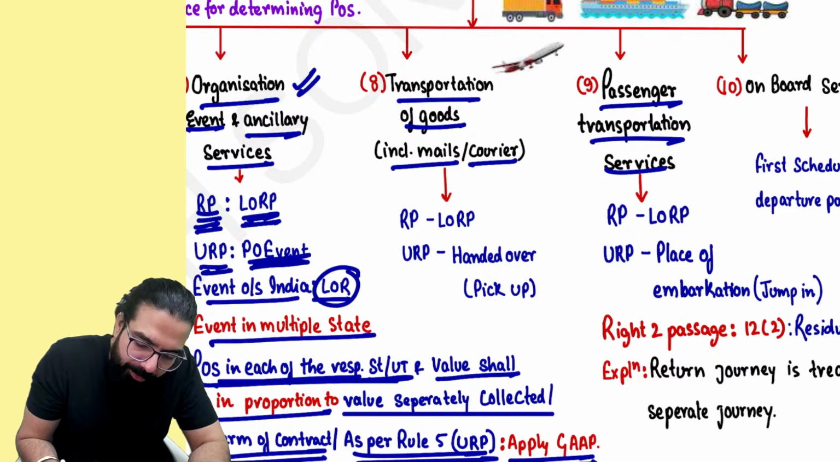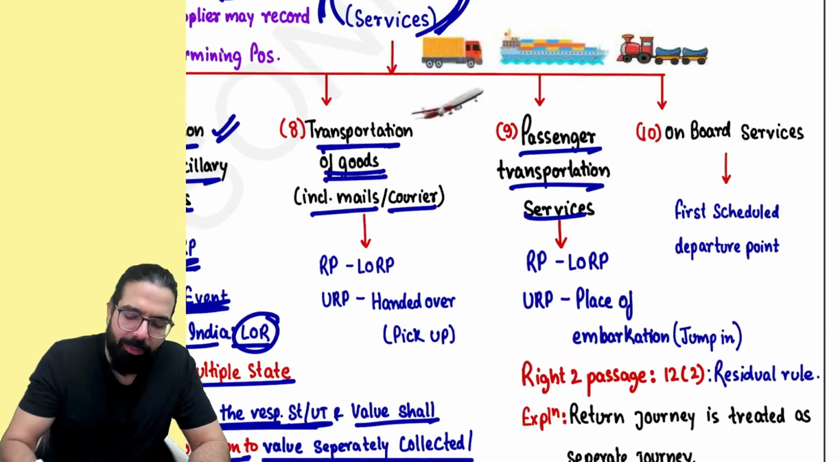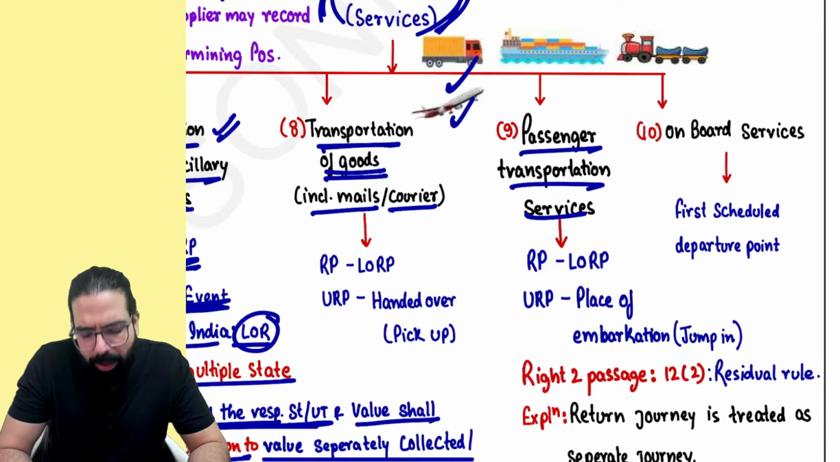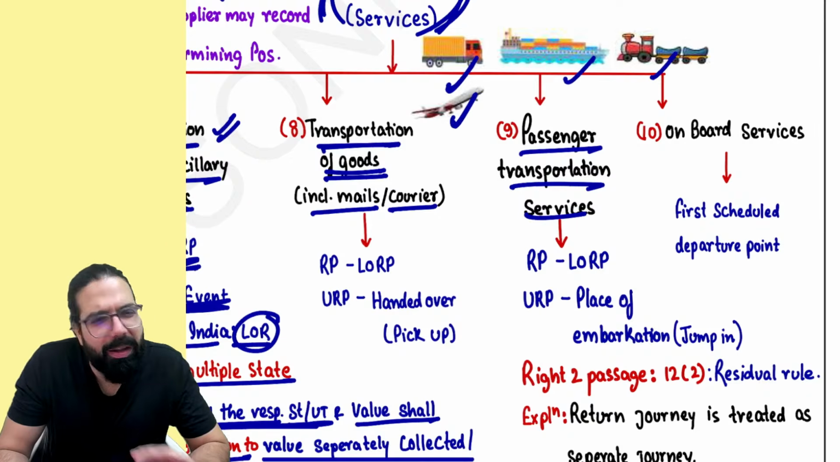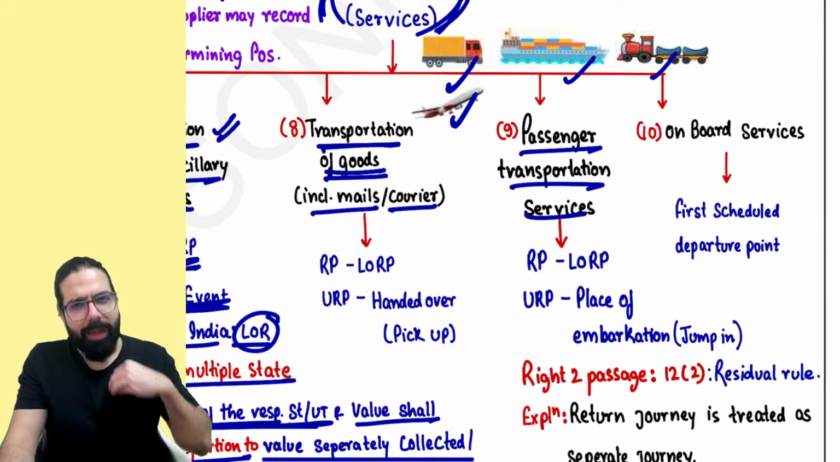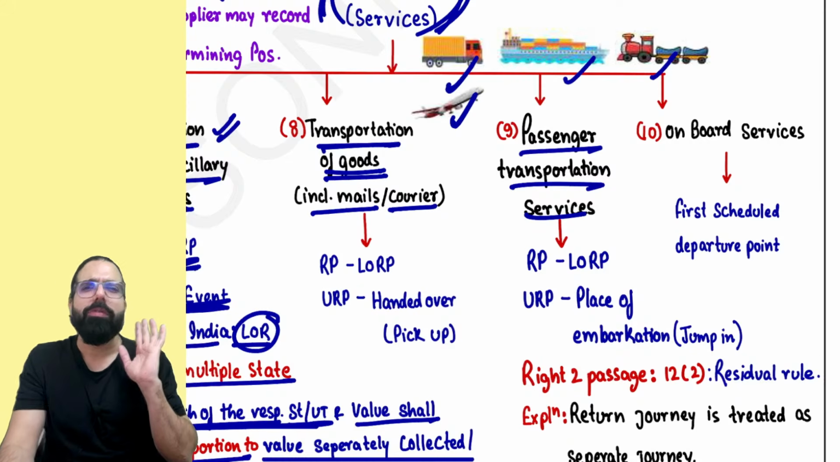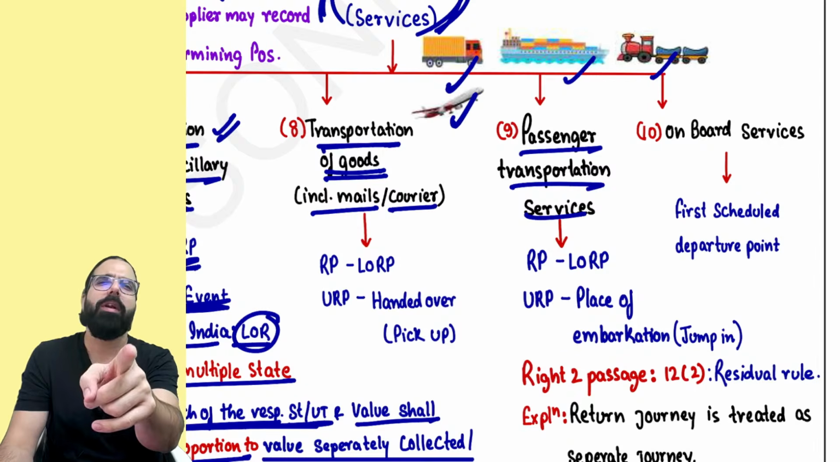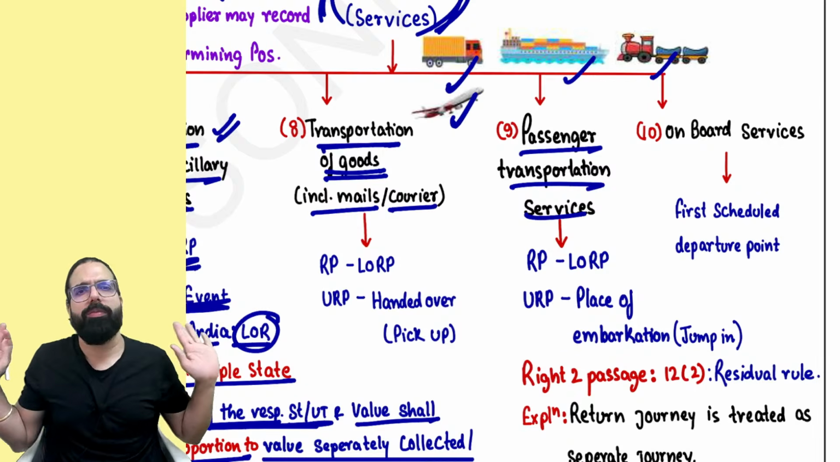Done, sir. If anyone is giving transportation service, whether by ship, bus, truck, plane, or train, doesn't matter. For transportation of goods, if I am giving the transportation service to you, I will take your location if you are a registered person. If you are an unregistered person, where you gave me the goods is the place of supply.